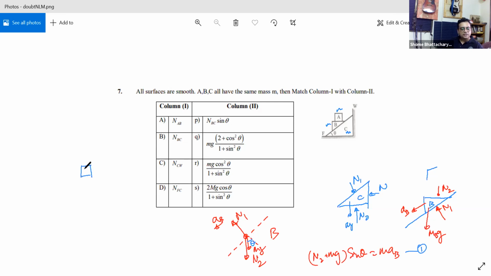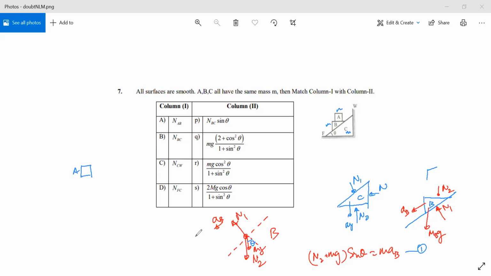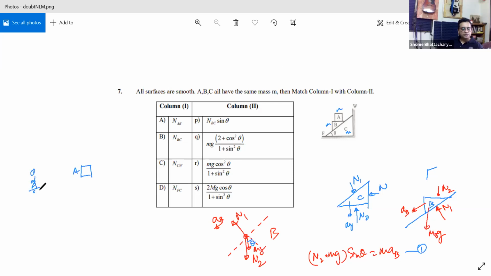Now the block A has a very interesting situation. How do you think A moves? Sir, vertically downwards, right? Because there's no friction, so it will just go downwards. So interestingly, if I see in the ground frame, in an inertial frame, then I'll see block A moving downwards. Okay. So now tell me something else.